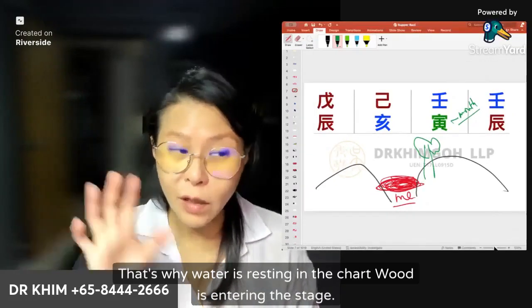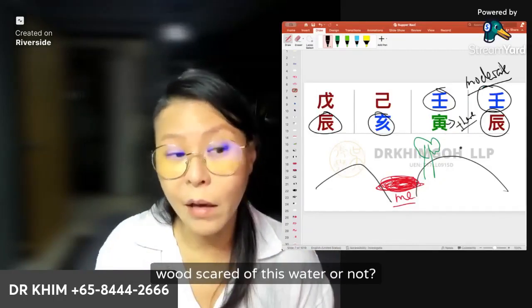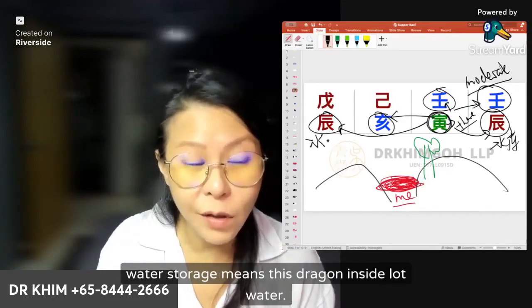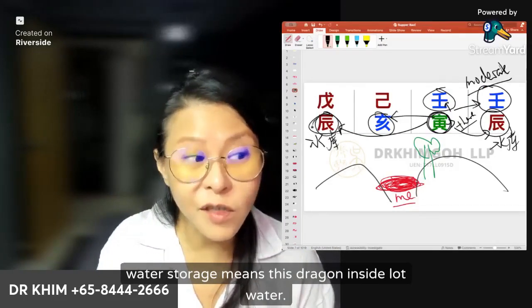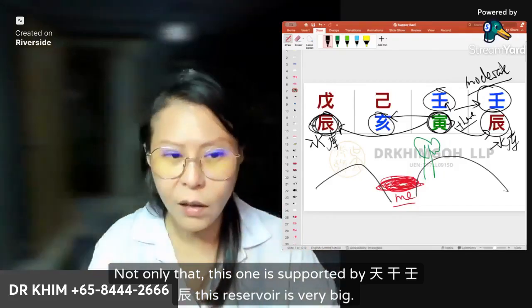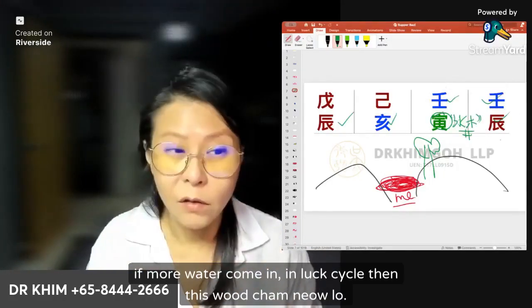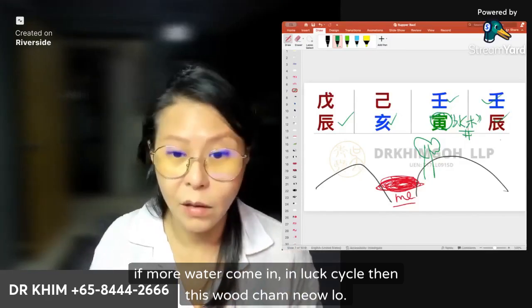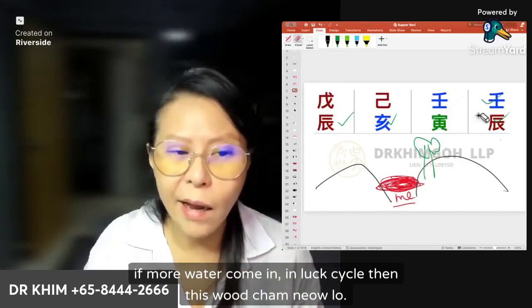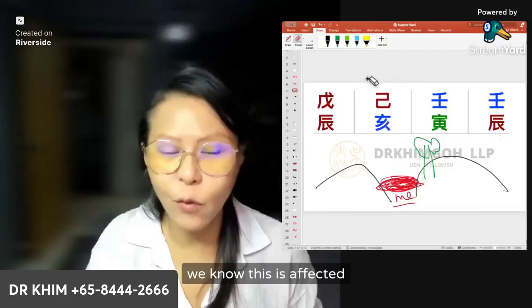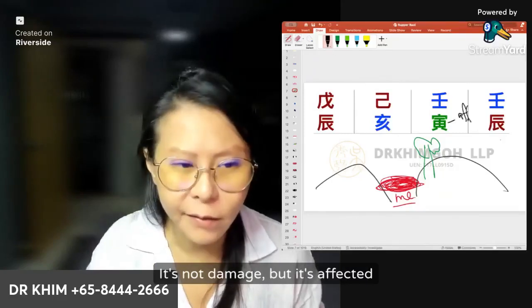Wood is entering the stage. Wood scared of this water. Water storage means this dragon inside a lot of water. Not only that, this one is supported by 天干人辰这个水库很大. If more water come in luck cycle, then this wood 惨了咯. Wood represent mental health. We know this is a fact. It's not damage, but it's a fact.